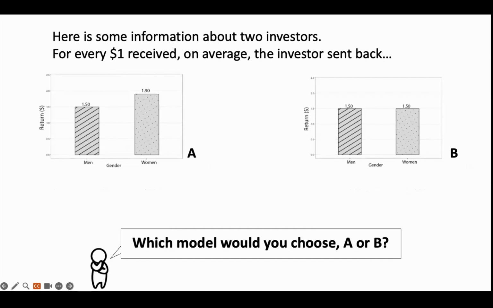So we did a study on this and we showed people some information about two investors. For every $1 you receive, on average, the investor will send back some money. So for investor A, if you're a man, for every dollar you invest, the robot investor will get you $1.50 back. But if you're a woman, for every dollar you invest, the investor will get you $1.90 back. Oh my gosh. And then for this model, it doesn't matter if you're a man or a woman. The robots will get you $1.50 back for every dollar you invest. Okay, so you can kind of see that this is how we operationalize a potentially sexist investment robot.